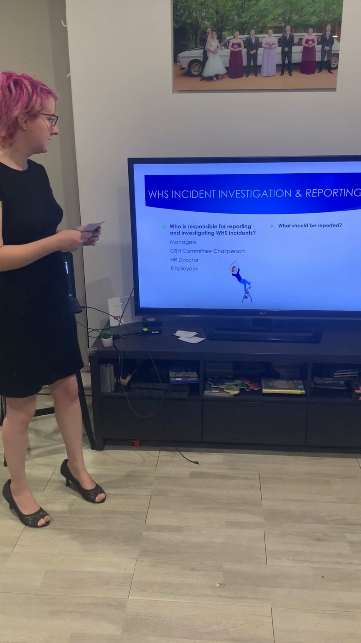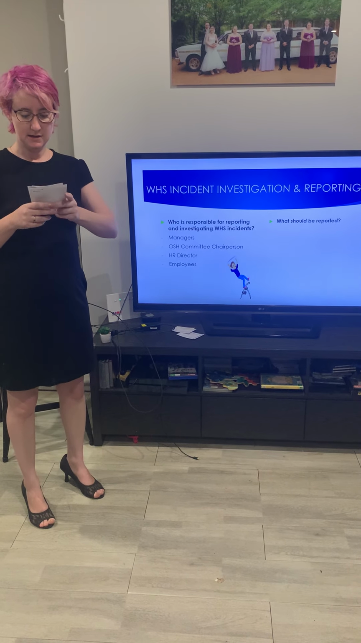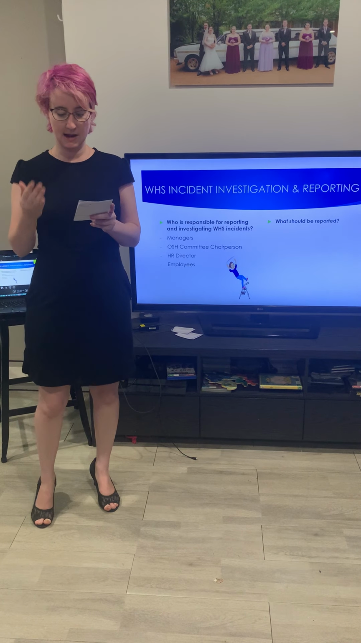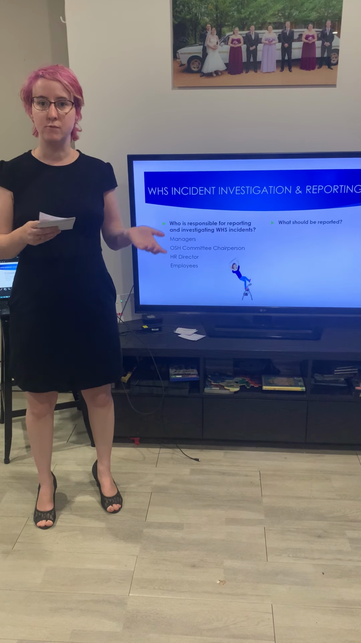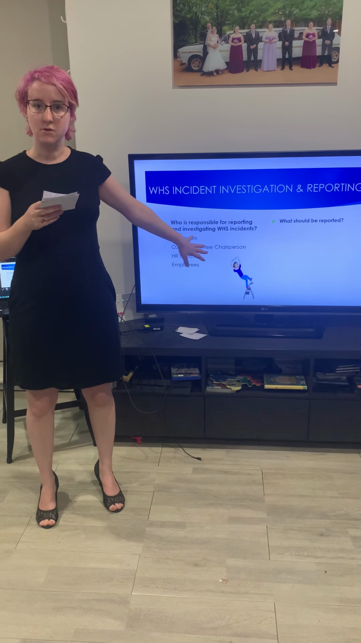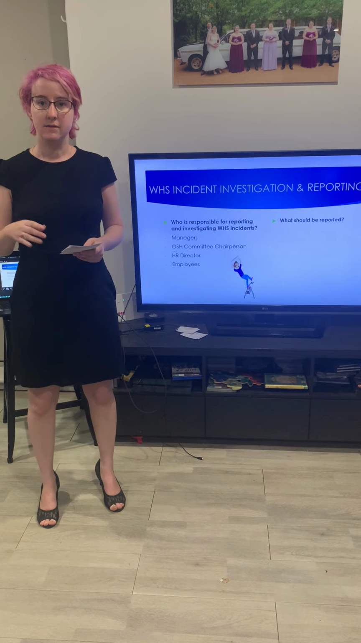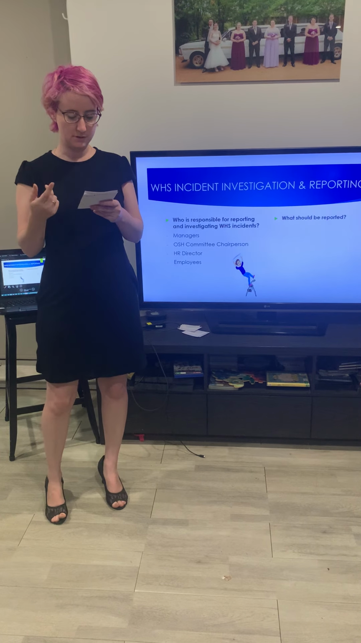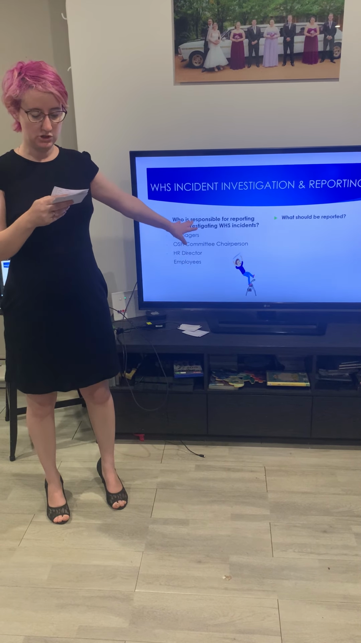Okay. So, as far as duties go, managers need to report the accidents and incidences and investigate and report in regards to actions taken. The chairperson is also involved in investigation and reporting. The HR director's role is to encourage you to report these incidences and to liaise with the OSH chairperson.